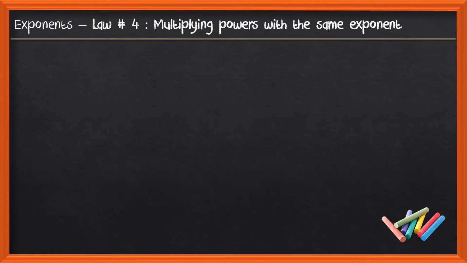This law deals with multiplying powers with the same exponent. Let's look at some examples of powers having the same exponent. 8 cube, 11 cube and minus 5 the whole cube all have the same exponent 3.